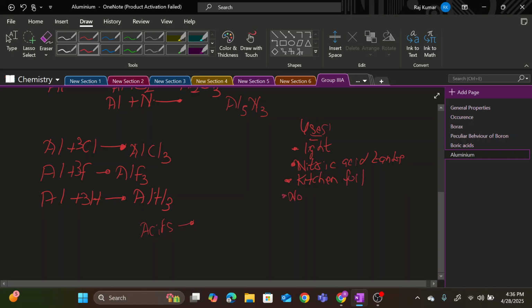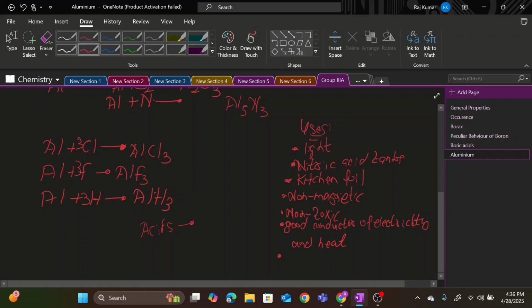It is non-magnetic, so it is used for navigational equipment. It is non-toxic, so it is used in food products. It is a good conductor of electricity and heat, and because of this reason, it is used for making wires as well.